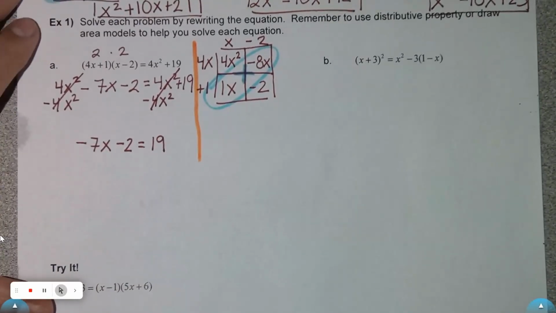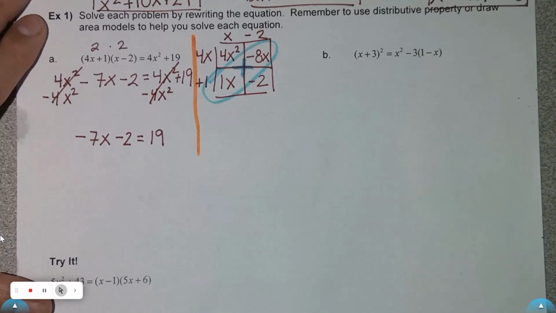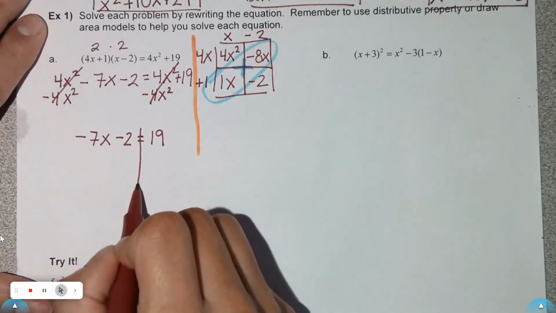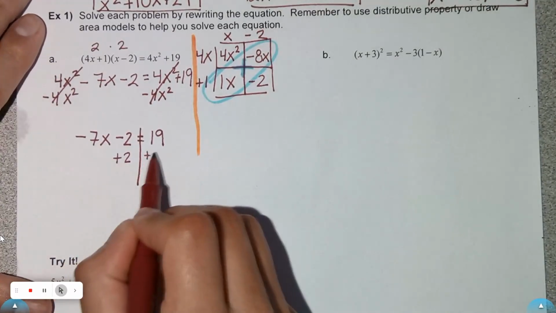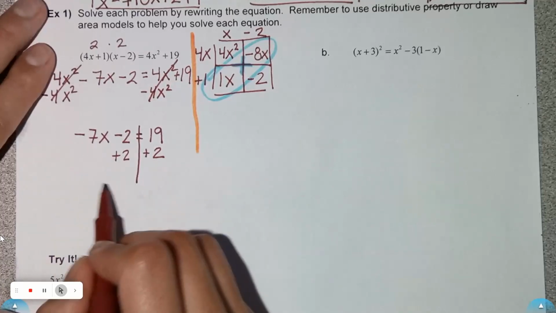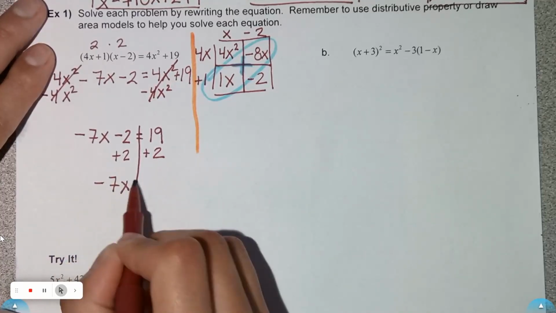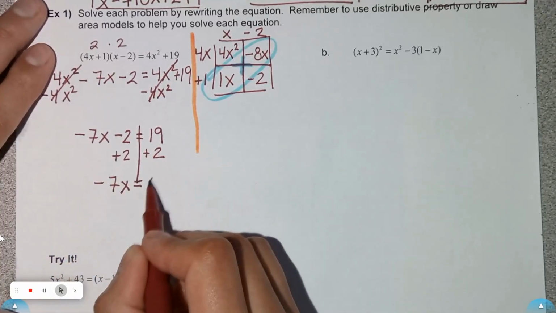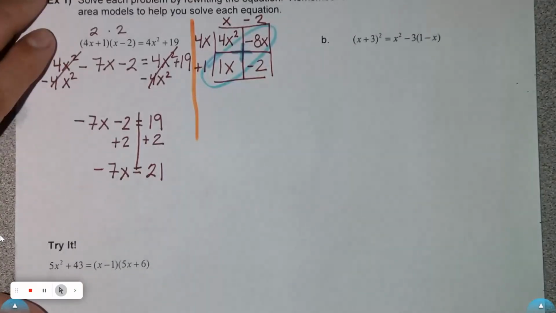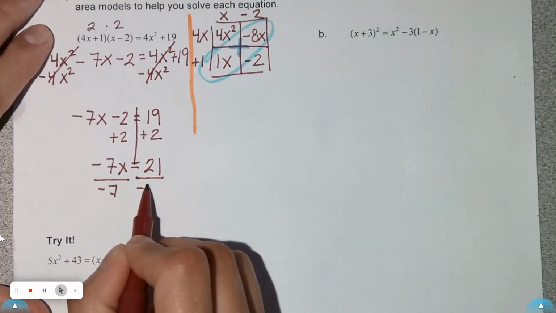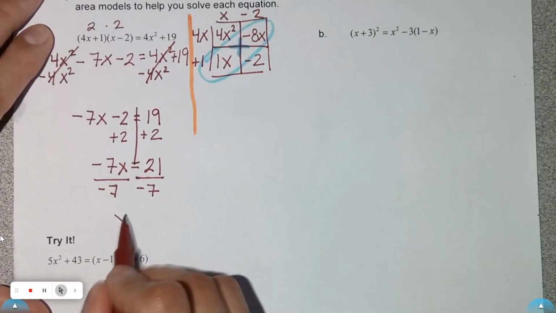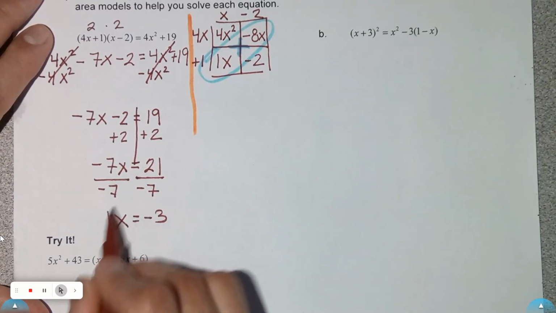Now I have a two-step equation, and we know how to solve these. I like to draw my line through the equal sign. I'm going to do the opposite, so plus 2. I get negative 7x equals 19 plus 2 is 21. Divide by negative 7. So then x equals negative 3.